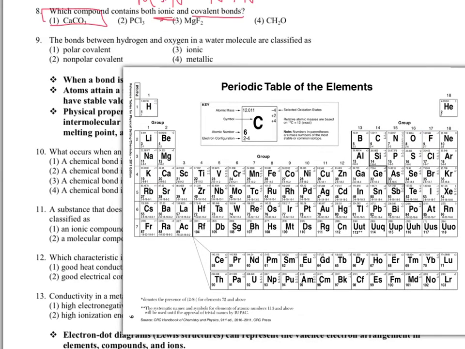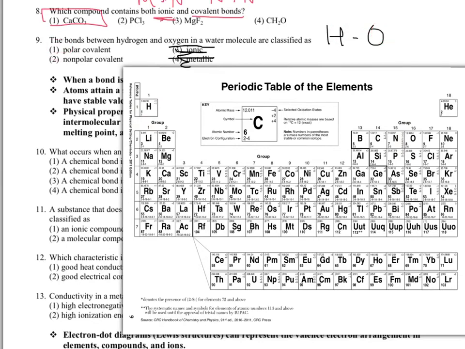Next, we are asked to go and evaluate the type of bond between hydrogen and oxygen. Now, when we look at a bond between hydrogen and oxygen, we have to evaluate the type of bond. Here we have hydrogen, a nonmetal, and oxygen, also a nonmetal. So when 2 nonmetals bond, we have covalent bonds. So ionic bonds are between metal and nonmetal, and metallic bonds are between metals and themselves. So we can eliminate these 2 choices.